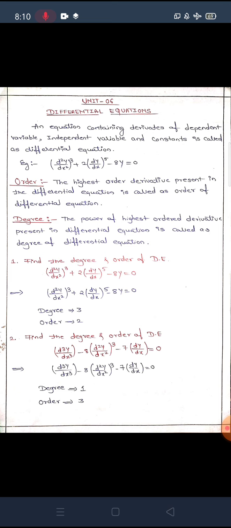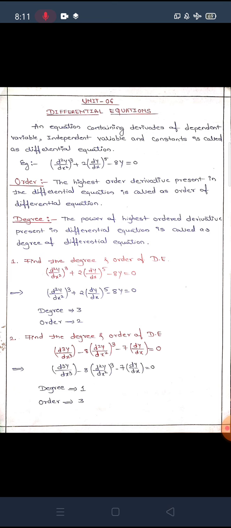Okay, first example, find the degree and order of the differential equation: (d square y divided by dx square) raised to 3 plus 2 (dy by dx) raised to 5 minus 8y is equal to 0. Now in this equation, which is the highest derivative? That is d square y divided by dx square. So what is the order of this equation? It is 2. So order is nothing but 2.